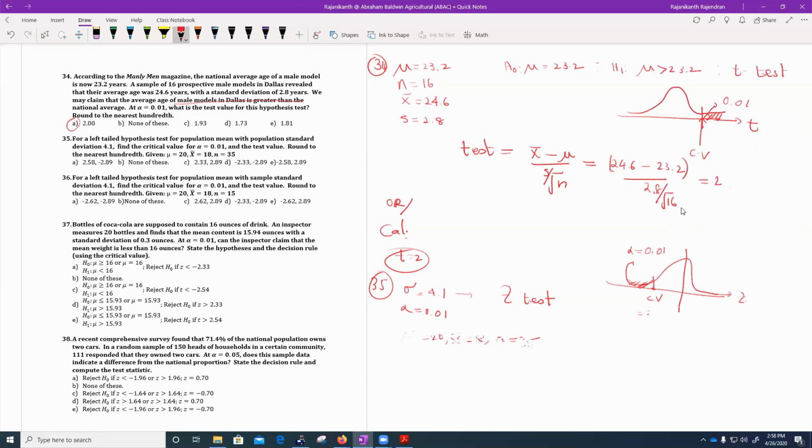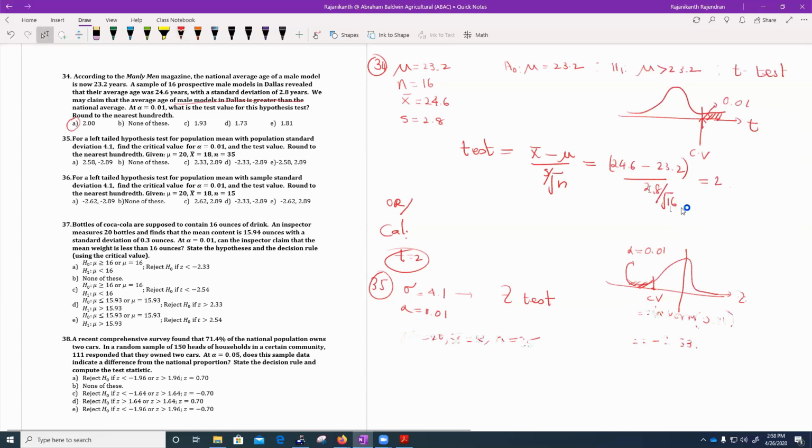Remember, this is the left-hand point. So therefore, this is simply inverse norm of 0.01. Okay, inverse norm of 0.01. So if you find that, that should be negative 2.33. Please make sure that you are getting the correct answer. So that is my critical value for this problem.